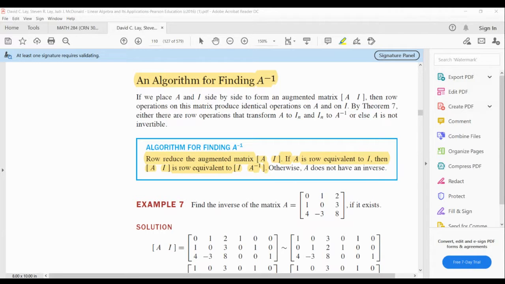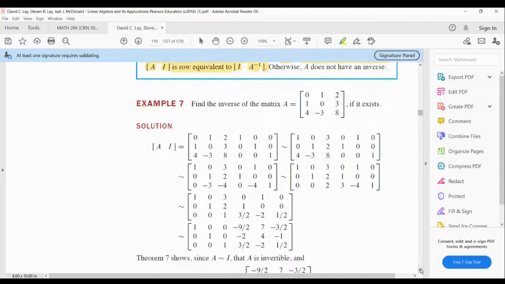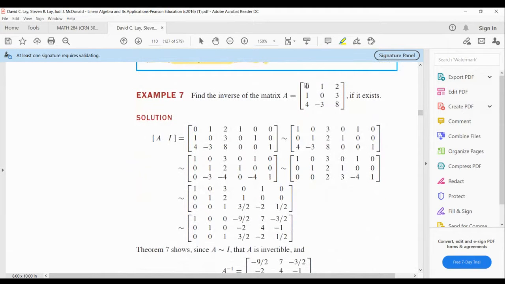So let's look at an example here. They want you to find the inverse of this 3 by 3 matrix A, if it exists. So what they do is put the matrix A, and they create a new matrix.